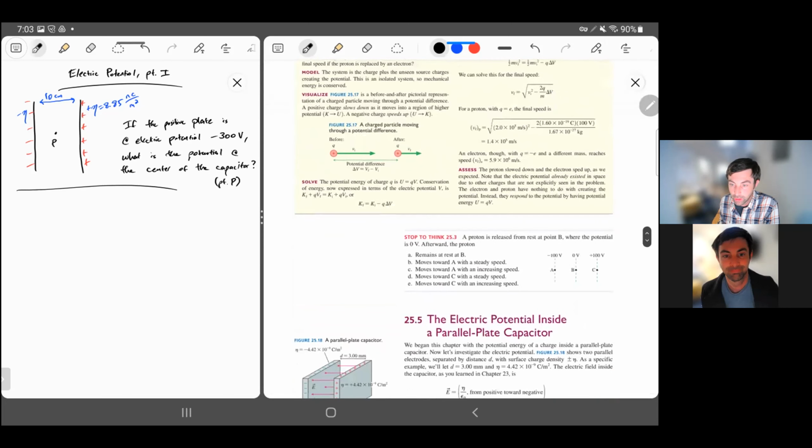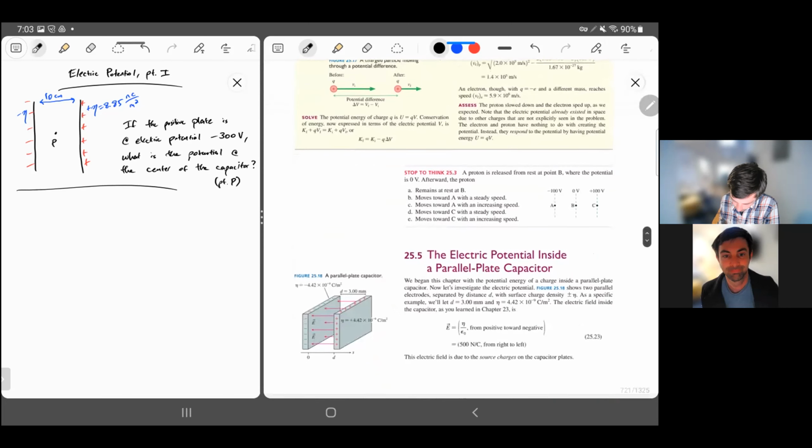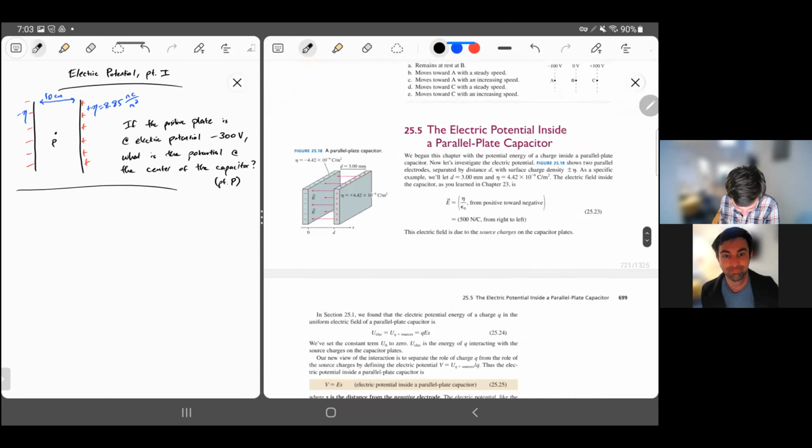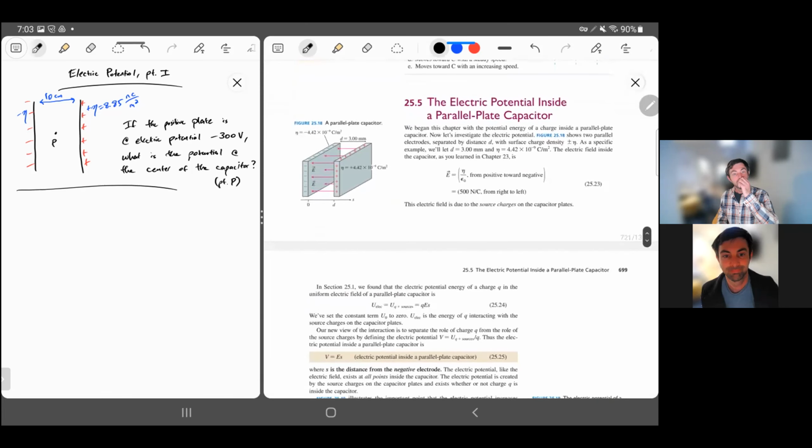We'll do an example like this in class. So let's go over that. Again, we're going to look at a parallel plate capacitor because that has the most straightforward electric field we can think of, the uniform electric field. In the last video, this was the formula for the potential energy of a charge Q in the uniform field. We defined S equals 0 to be where the negative plate was, and then the positive plate is at some distance, S equals D, greater than 0.